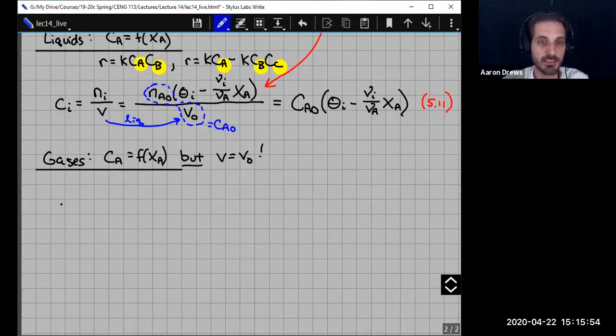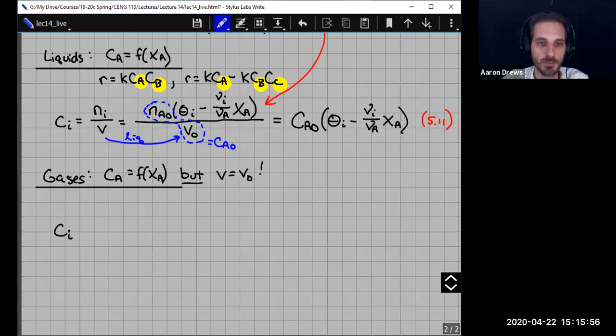The problem with gases is we still need C sub A as a function of X sub A, which is great. But V is not equal to V zero. That makes our life difficult. The approach is exactly the same. So the approach is that we start off with C sub I is always equal to N sub I over V. We can still write the top.